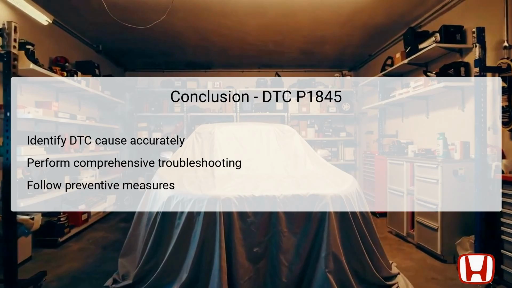In summary, successfully addressing DTC P1845 requires accurate identification of the underlying cause. Whether it be a faulty CVT drive pulley speed sensor, wiring issues, or a malfunctioning TCM. By following a comprehensive troubleshooting pathway, technicians can systematically determine the root cause of the problem.